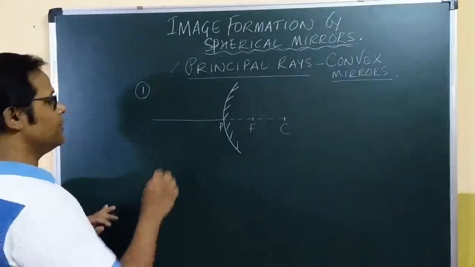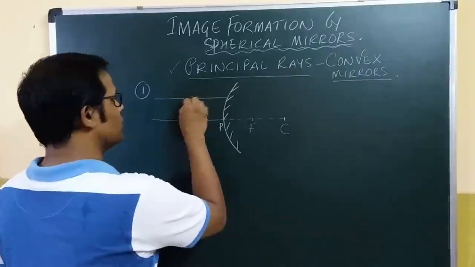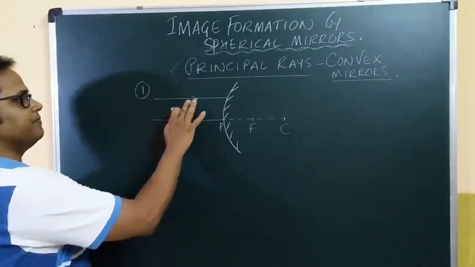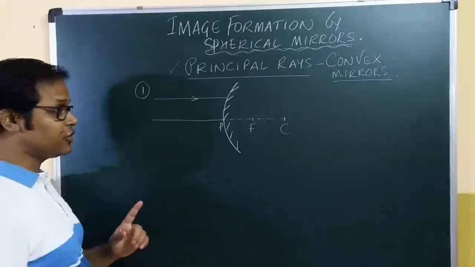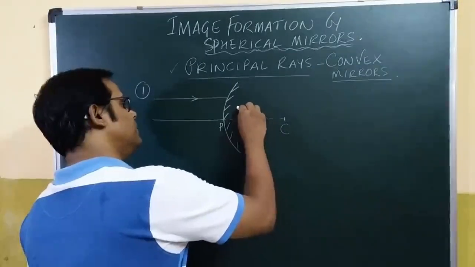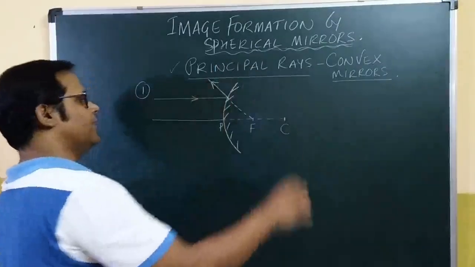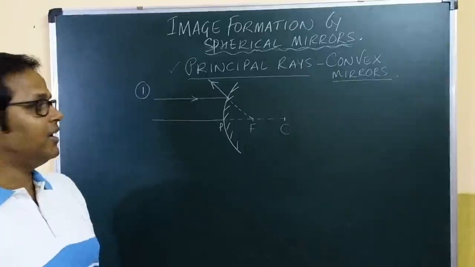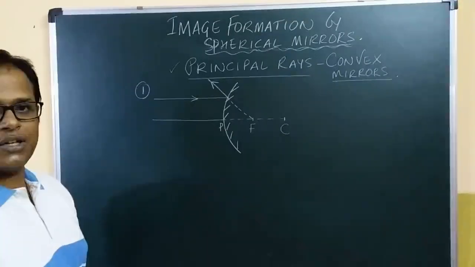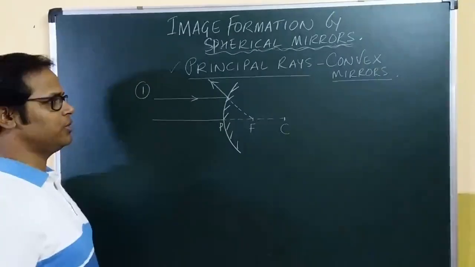Yes. Principal ray number 1 says any ray of light incident on the convex mirror, after reflection, should appear to diverge from a point on the principal axis. And that point we know very well is the focus of the convex mirror. Clear? It is exactly the same as what we did for concave mirrors.